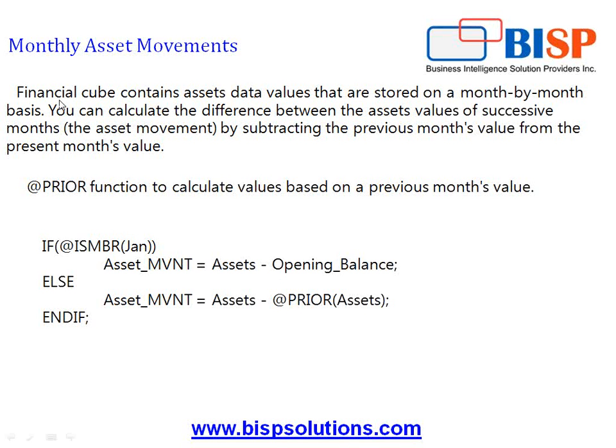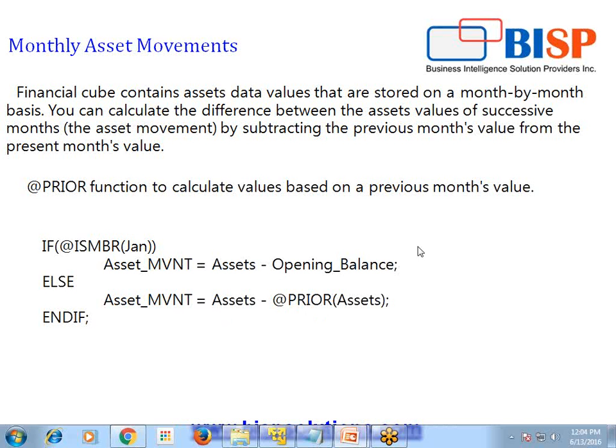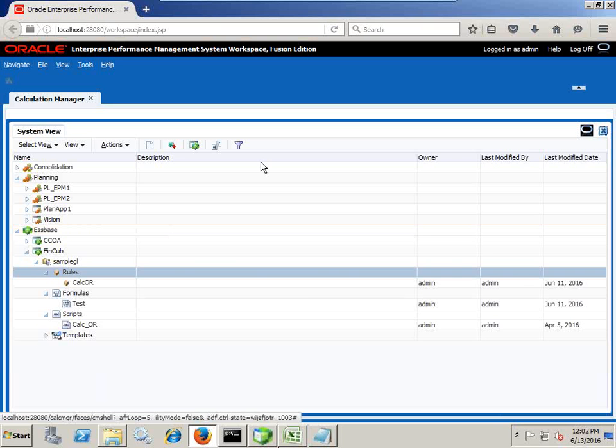Even if you go by the definition, financial cubes should contain asset data values that are stored on a month to month basis. And we can calculate the difference between asset values of successive months by subtracting the previous month value, right? So here I use a prior function which will calculate current month minus prior month, and the difference between both would be stored under asset movement. So let's see this code in our cube context.